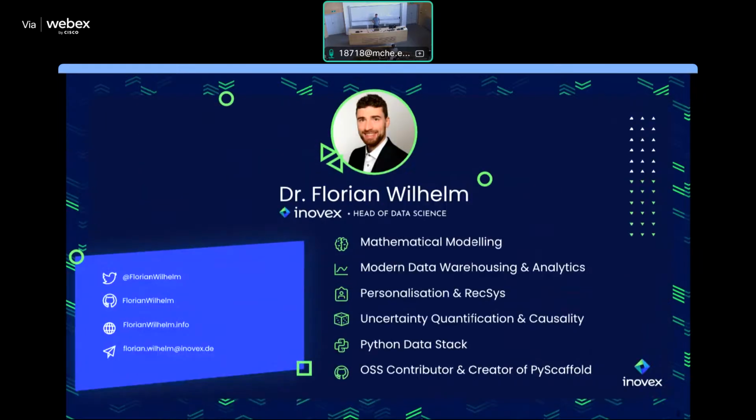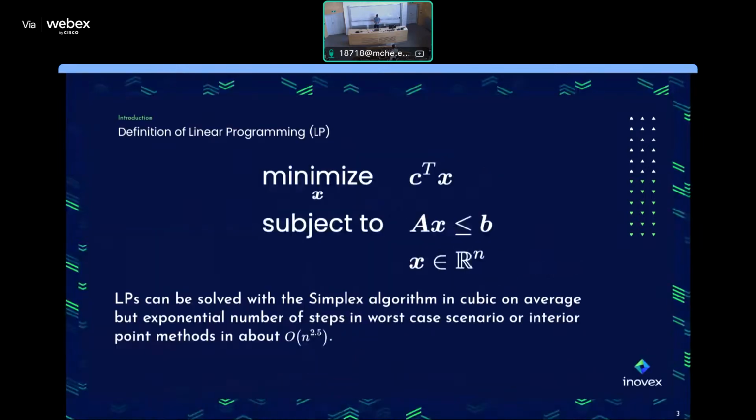Maybe a few words about myself. I have a mathematical background. I'm head of data science at Innovex. We are a consulting company, an IT project house. Since I have a mathematical background, I'm especially involved in the more traditional optimization kind of projects, classical machine learning, not so much AI. And of course, we also use a lot of open source packages and are contributors.